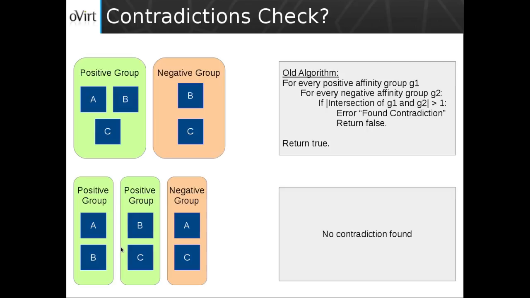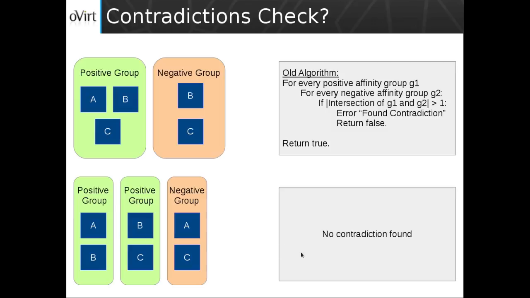But the difference here is that these two positive affinity groups divide this one into two different groups. The intersection of this one and the negative affinity group is none, so it's valid according to the old algorithm. The same goes for this one, but if you merge these two groups together, you get A, B, and C. And as we saw here, these two VMs, B and C, actually do contradict each other. The affinity groups contradict each other, and the cause of that is B and C here.